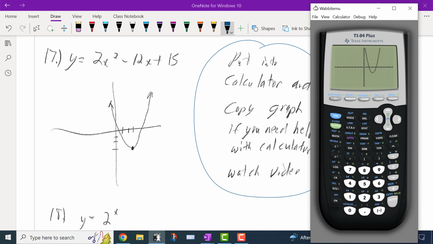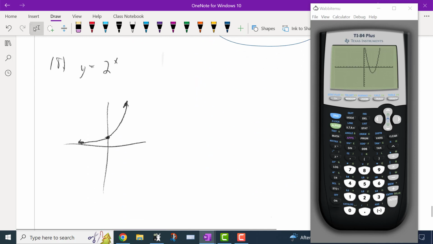So notice that this point right here, 3 and negative 3. That's the low point of the graph. So I just go 3, negative 3, put my dot there. And I'm just going to go ahead and draw in my graph. It looks like that. So that's a parabola that is opening up.